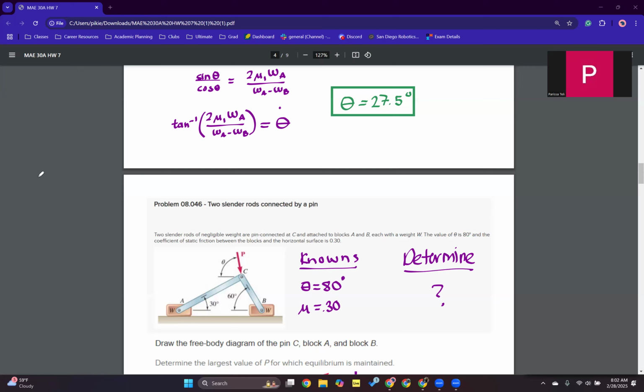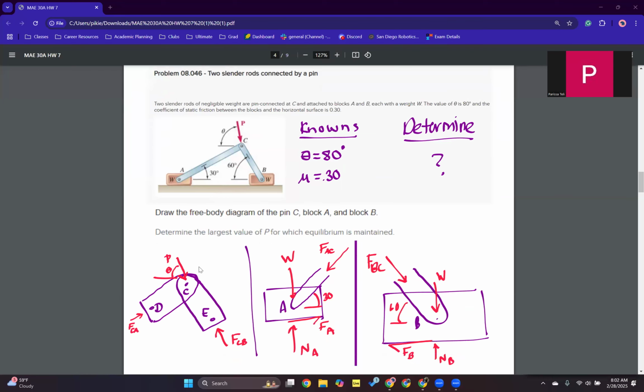So the first thing we're going to do is create 3 FBDs for pin C, block A, and block B. So if we look at pin C first, what we're going to have here is this little diagram on the left. So what happens is we have the force P acting, and just for visualization, I cut rods A and B and then denoted them with points D and E.